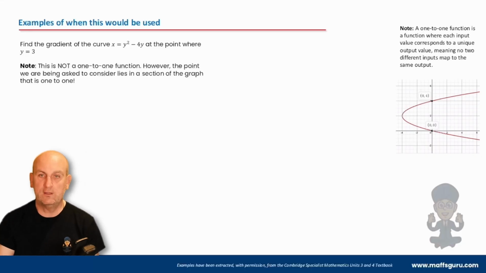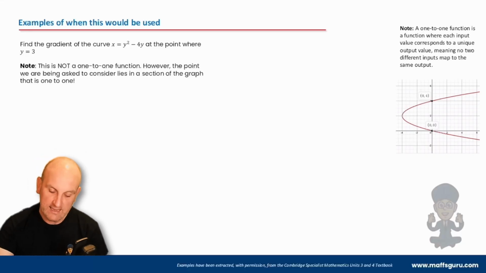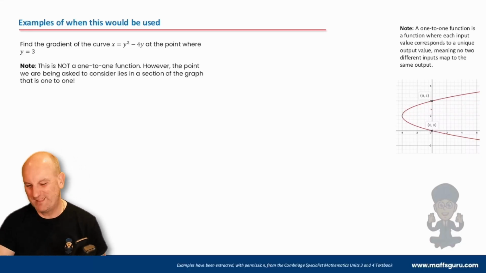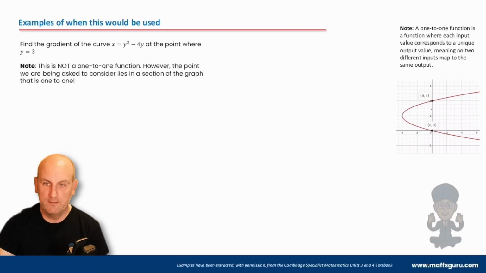Now, if we look here, find the gradient of the curve x equals y squared minus 4y at the point where y equals 3. Again, a quick pencil sketch here. There's my value of 3. He says, trying to find my highlighter. If I come along here, there is actually only one value at that point where we can look for a gradient. So we're only looking for one answer. That's going to make sense in a moment.